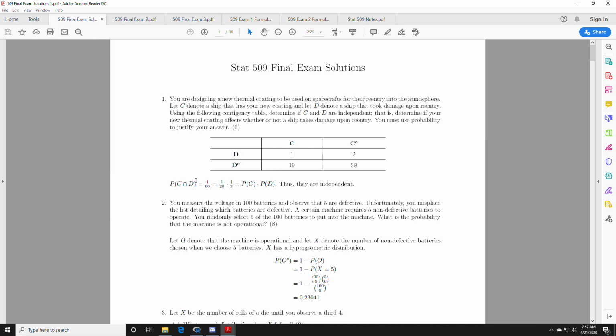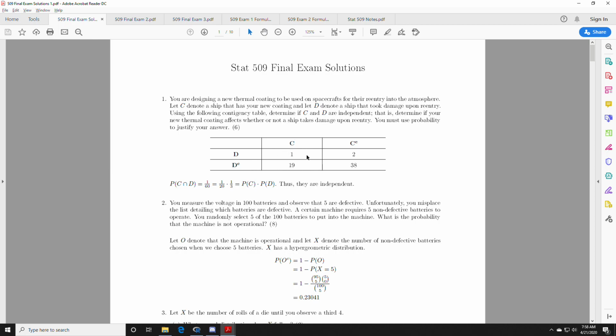So the probability of C and D. Calculating that in a contingency table would simply be looking for the intersection cell. So we're looking for the column with C and the row with D. That would simply be 1. Then we have to figure out how many observations we have. Just adding everything up, that's 60. And so the probability of C and D is 1 out of 60.